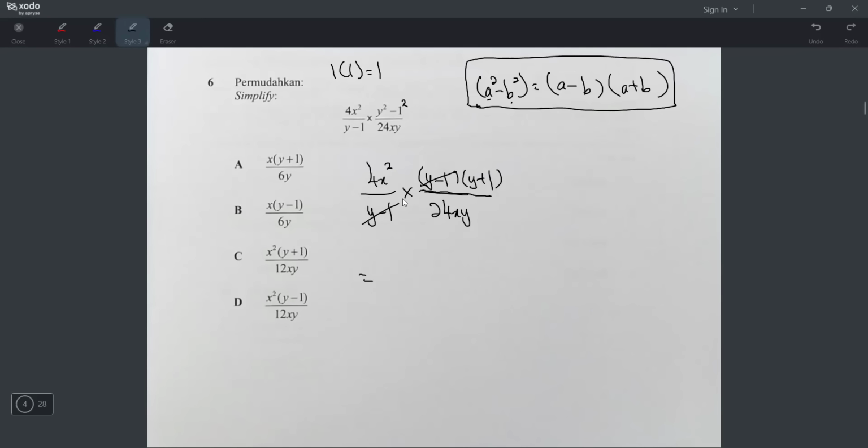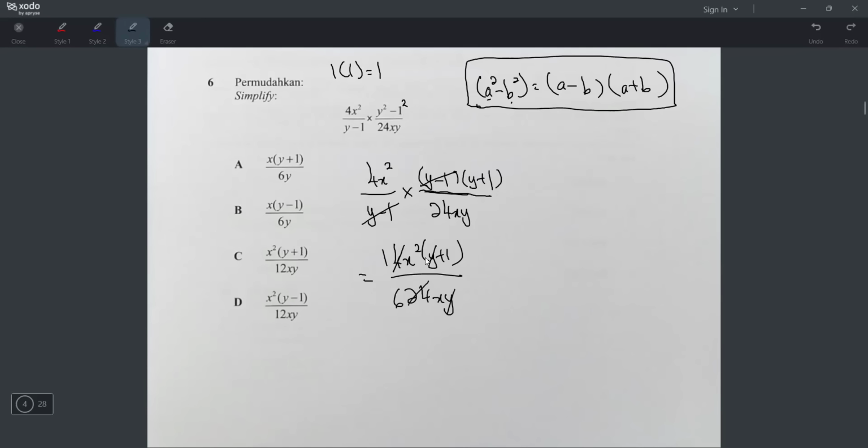So the y minus 1 same can cut. So you left with what? 4x squared times y plus 1 over 24xy. But we can still cut also. So you can see the number 4 and 24 can cut also. If you press this in your calculator, you get 1 over 6. Okay, 1 over 6. But usually the 1, we don't write it. And then x squared times y plus 1 over xy.